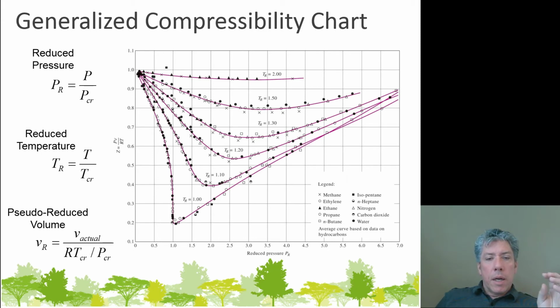So what you do to use the compressibility chart is you simply locate a single point. So let's say the gas is at 100 degrees Celsius. By the way, here's something really important. If it's at 100 degrees Celsius, you can't put it into the reduced temperature calculation because it won't work. You have to convert it to absolute units. So make a note of this.